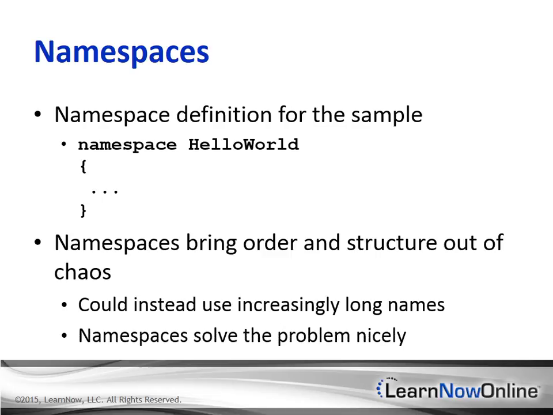Namespaces solve the problem rather neatly by providing an orderly, hierarchical system of categorizing all the objects referenced in your program. And so it's really easy to define namespaces. You just use the namespace keyword followed by a unique valid C# identifier, such as HelloWorld, and then have opening and closing curly braces, and then you put whatever code defines the objects that are part of that namespace within those brackets.